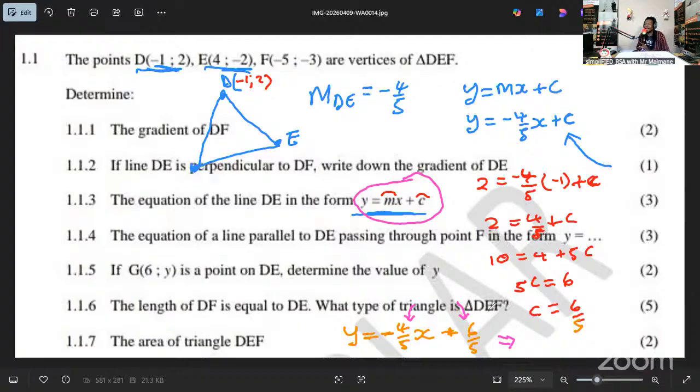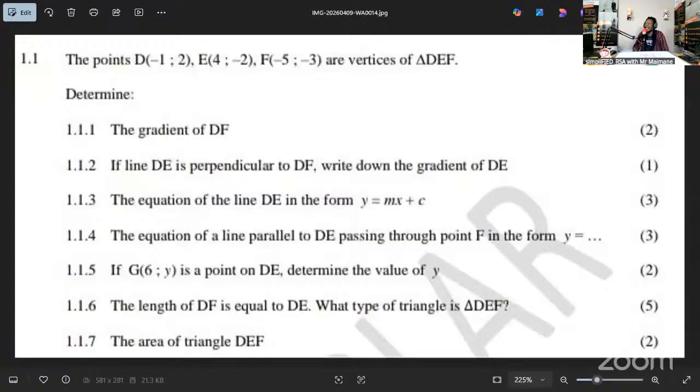Now, it's getting a bit interesting. 1.1.4. These are the type of questions that you wouldn't be able to answer if you didn't draw the structure. And I still have the structure drawn. But here is the question.